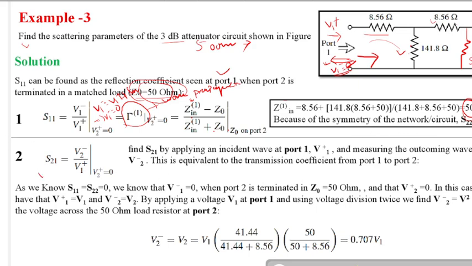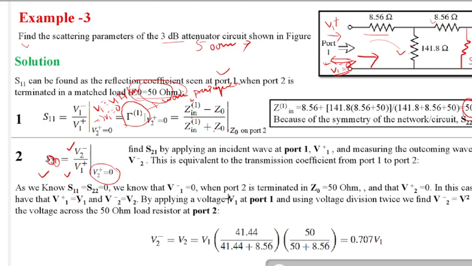Now the point is to find S21. So how to find S21? S21 is where you are measuring the output at port 2 and giving the input at port 1. That is why it is the outward voltage V2 minus and the inward voltage V1 plus, when V2 plus is equal to 0. That means nothing is coming from port 2, only the input at port 1. In that case, port 2 is terminated with a 50 ohm resistance and no voltage is applied there. So V1 plus is equal to V1 and V2 minus is equal to V2.